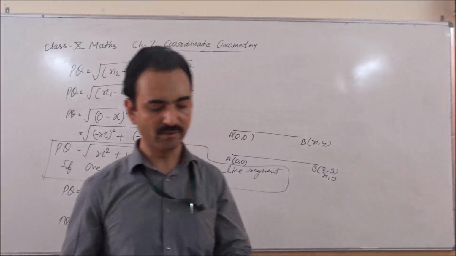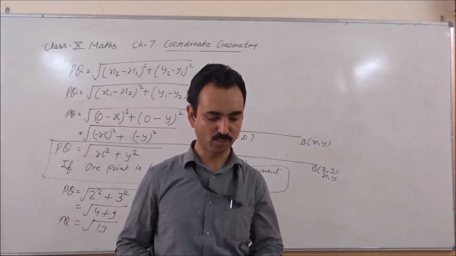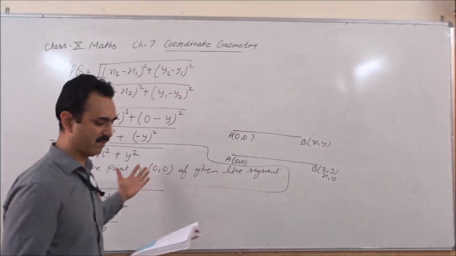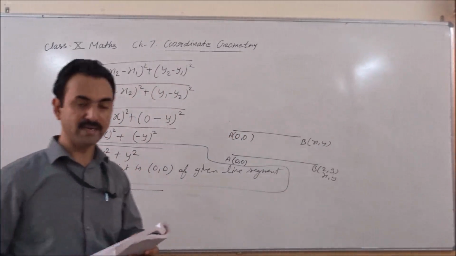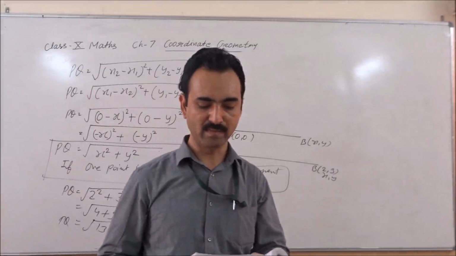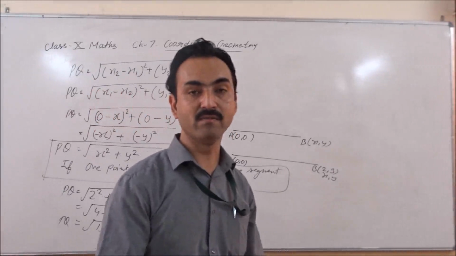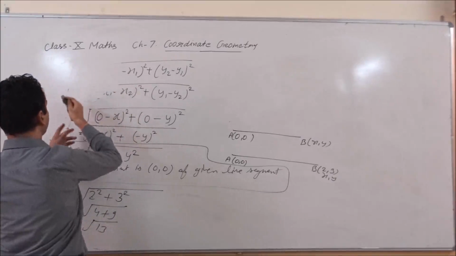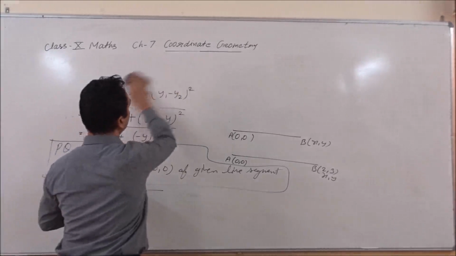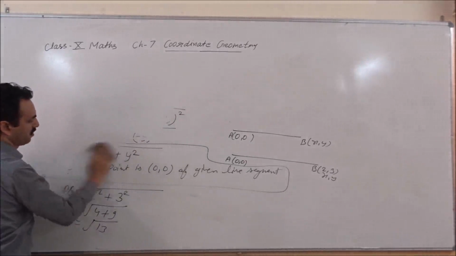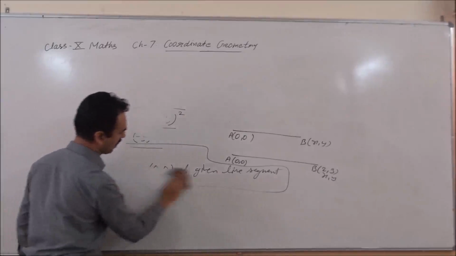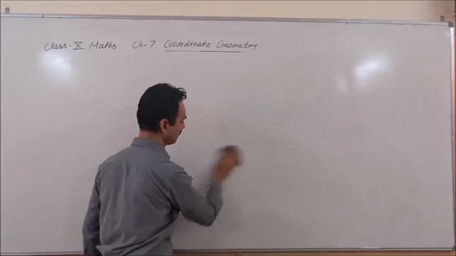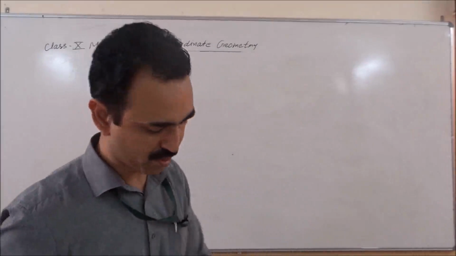In exercise 7.1 you can find the distance between any 2 points. Question number 2, find the distance between the point 0, 0, that I explained here. Question number 3, determine if the points 1, 5, 2, 3, minus 2, minus 11 are collinear. This is a very important question. Collinear means all the 3 points lie on a line. How can we prove that three points are collinear? Mark this, it comes in the board exam.